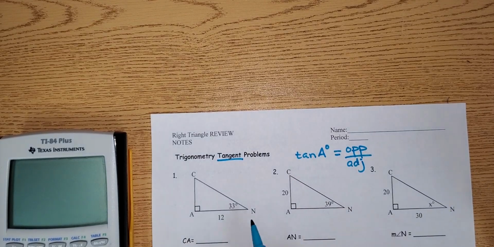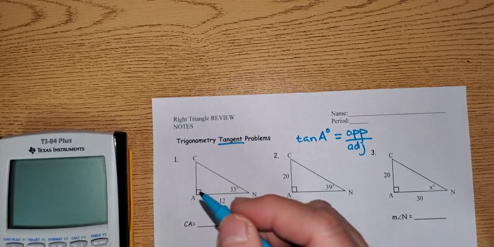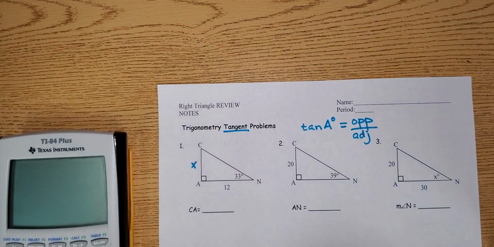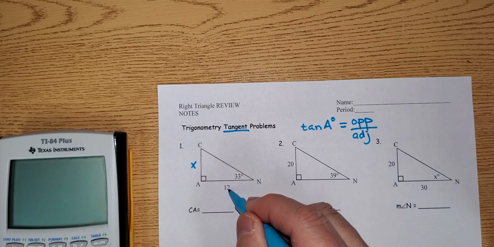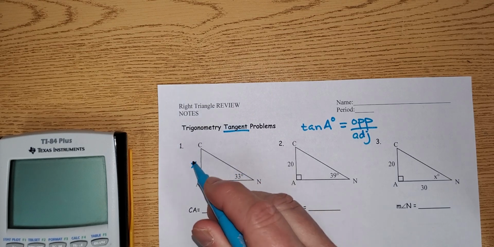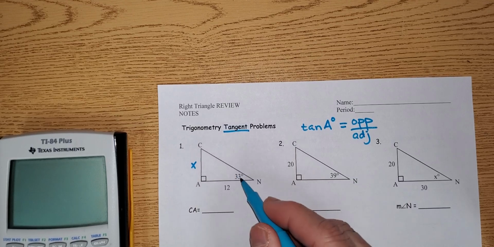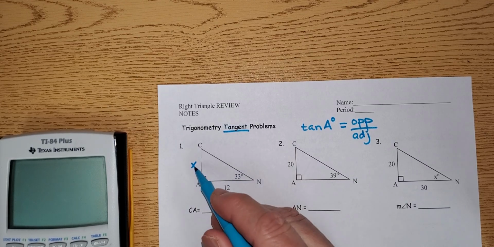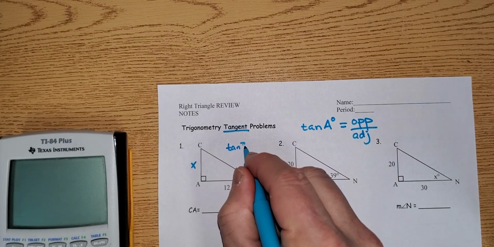Okay, so from the perspective of the angle, we look for the opposite and adjacent. Now CA is what we're trying to find, right? So CA is X. Okay, so opposite is X, adjacent is 12. Remember, opposite's way on the other side and adjacent's right next to it, but not the hypotenuse, right? Okay, so this is the adjacent side. So opposite and adjacent. So you would say tangent of the angle, which is 33 degrees.